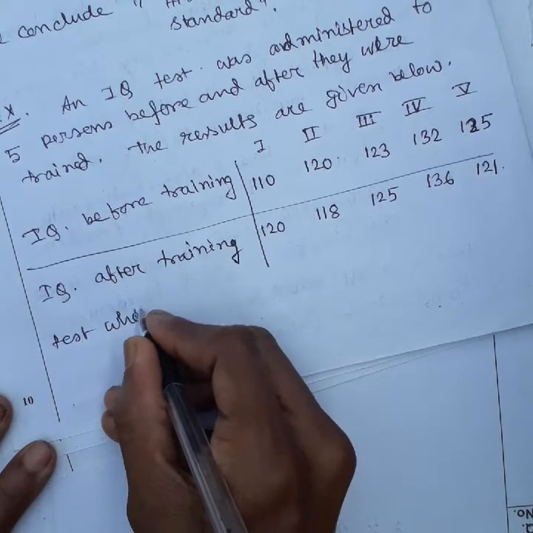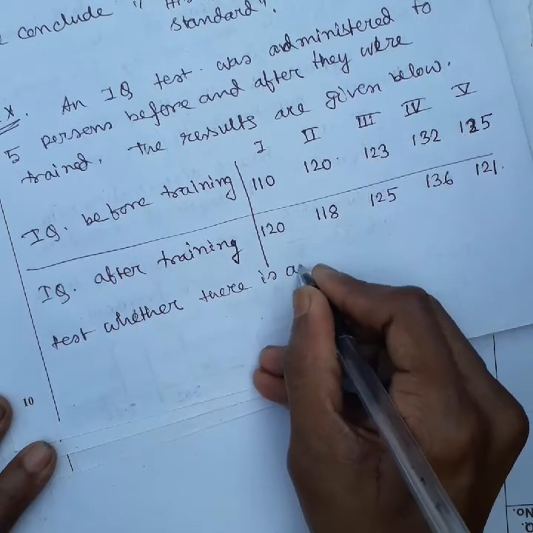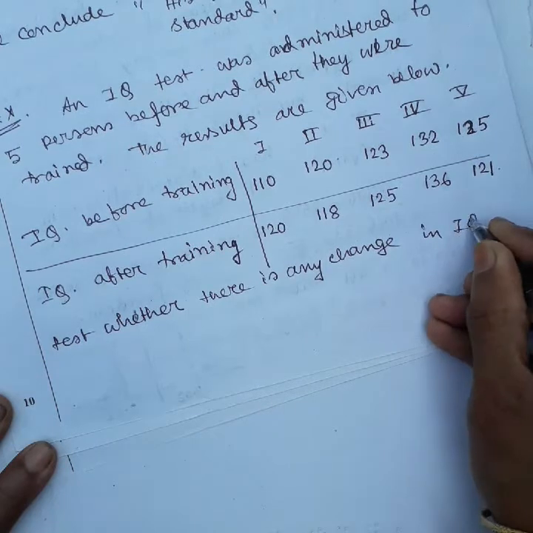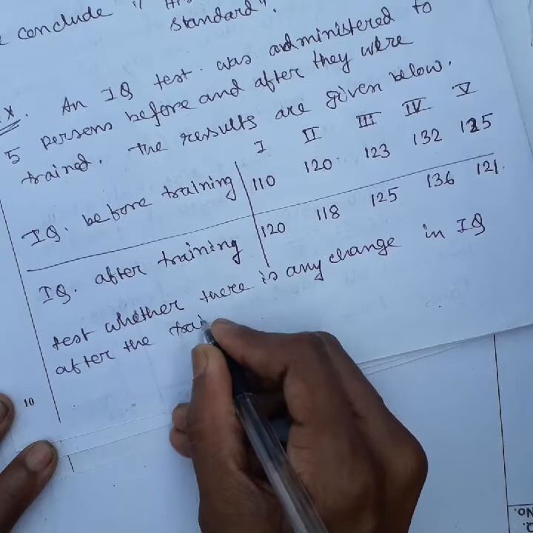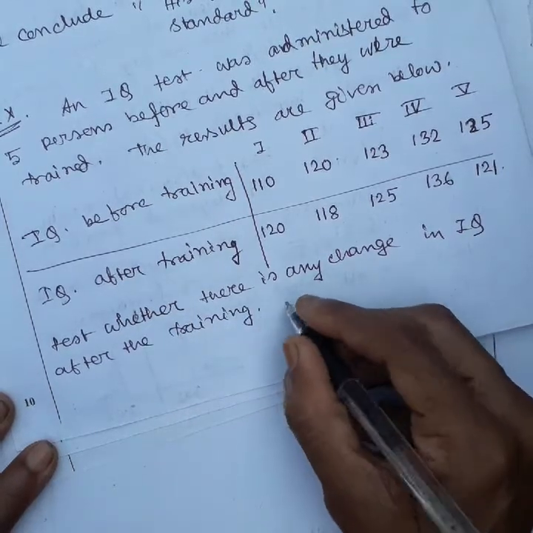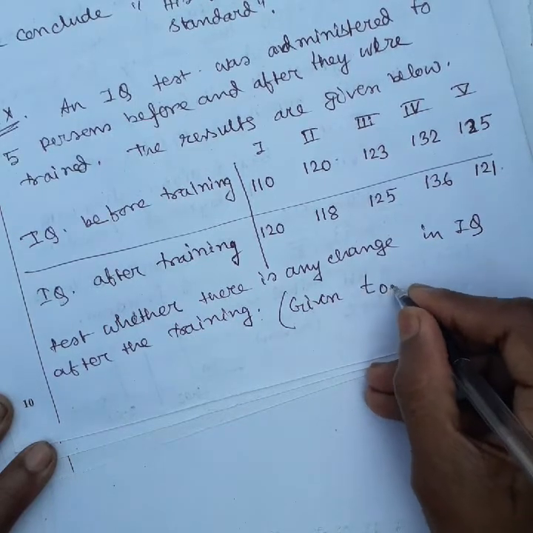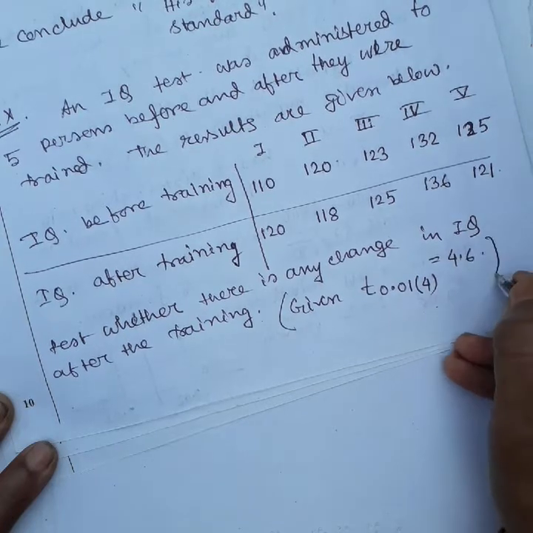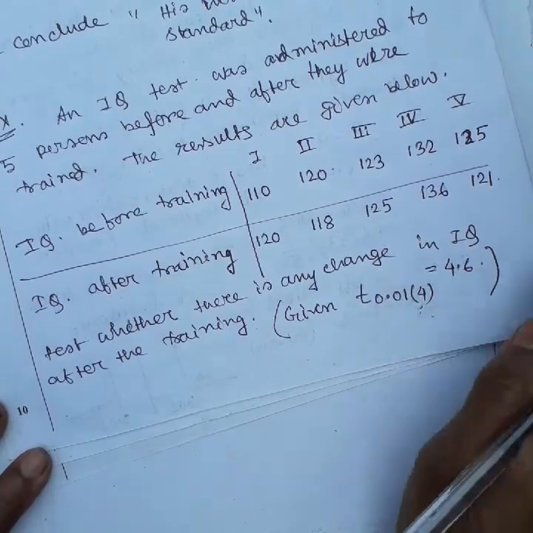Test whether there is any change in IQ after the training, and it is given T of 0.01 is 4.6 at 4 degrees of freedom. This 4 means this is the degrees of freedom. Okay.